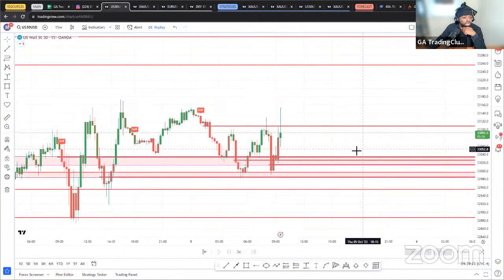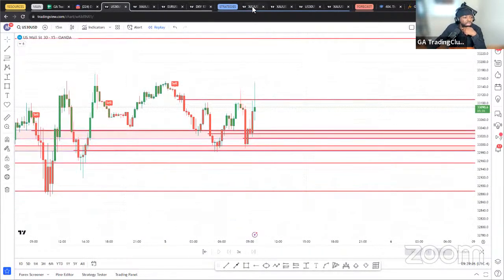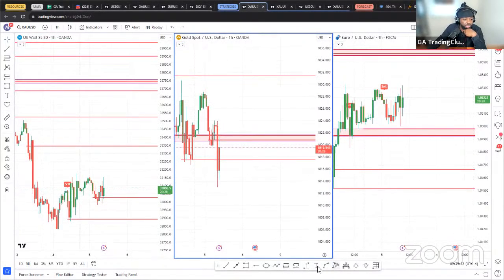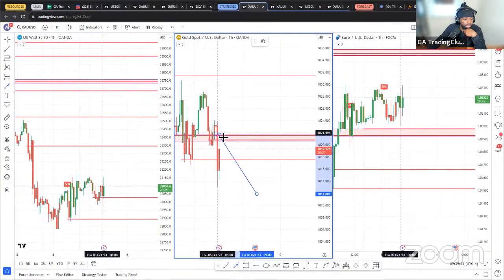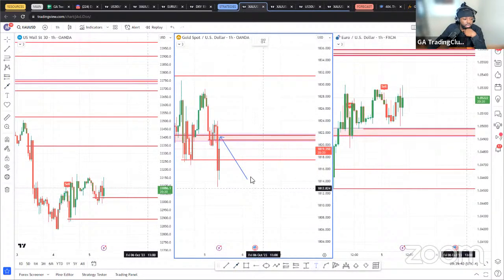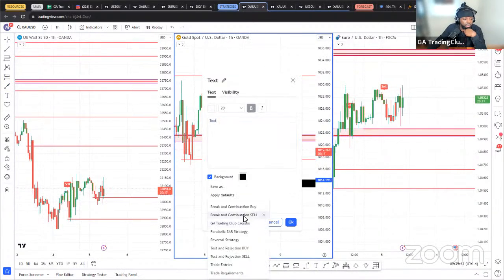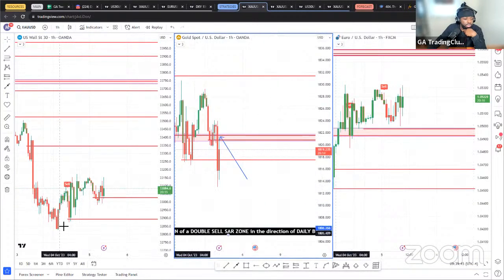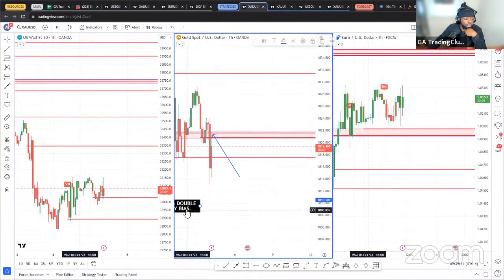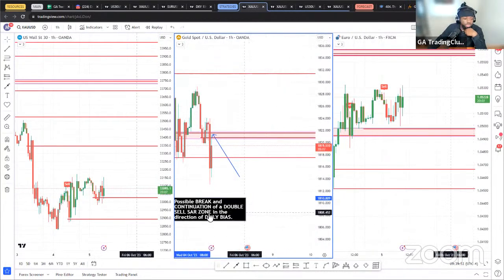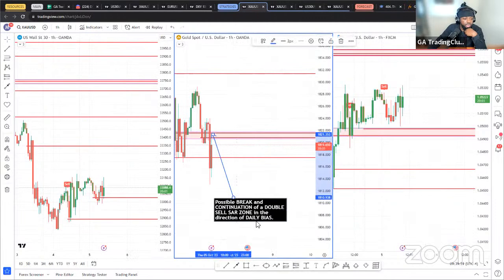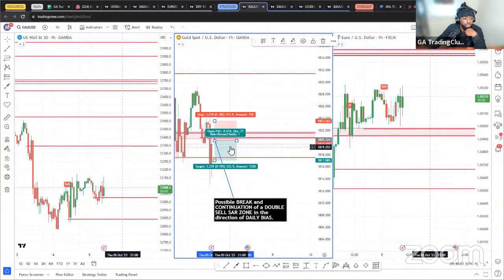So US 30, no double SARs on the hourly. Gold, we have this break and continuation. So this is a possible break and continuation sell for gold in the next 20 minutes. If this closes below here, possible break and continuation sell in the direction of daily bias. So there's this one. If it closes below here, if this hourly closes this way, this would be a sell on gold.